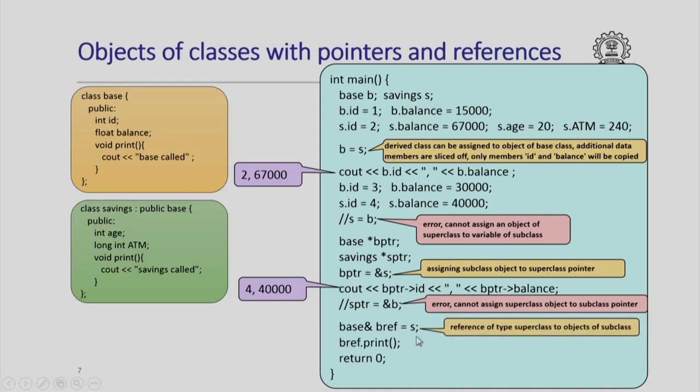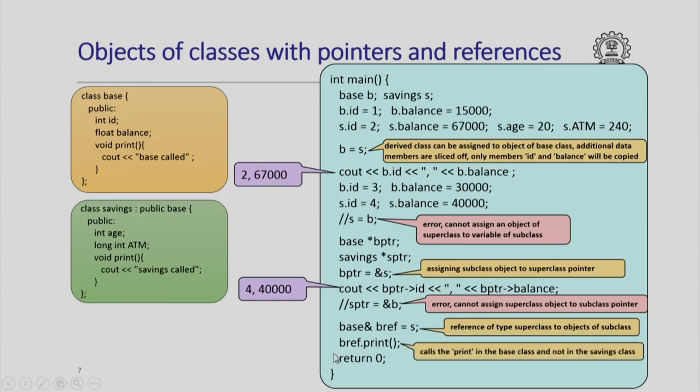What about this statement? This is assigning an object of the derived class to a reference of the base class. But once again, because an object of the derived class can also be thought of as an object of the base class, this assignment should be fine. And what will this assignment do? It will basically set bref.id to s.id and bref.balance to s.balance, which in this case are 4 and 40,000.